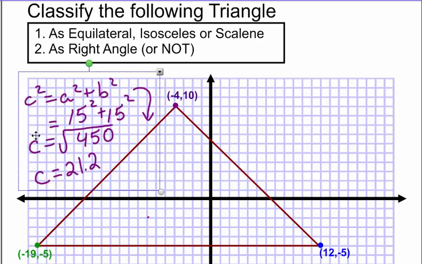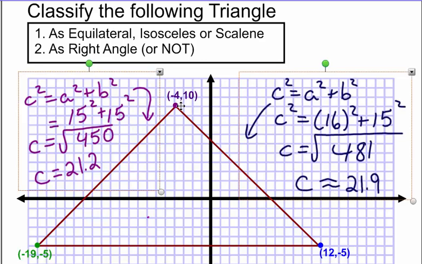And if I know this length and this length together, I can work with those together to find the overall length of this side. So in this case, I'm going from negative 19 across to negative 4, so a distance of 15 units, from negative 5 up to positive 10, again, a distance of 15 units, and so c squared equals a squared plus b squared. Use the 15s, take the square root. This length is 21.2 units on the grid.